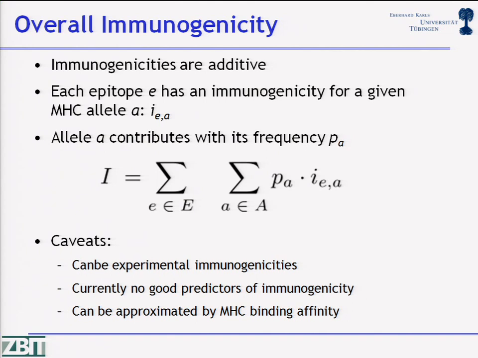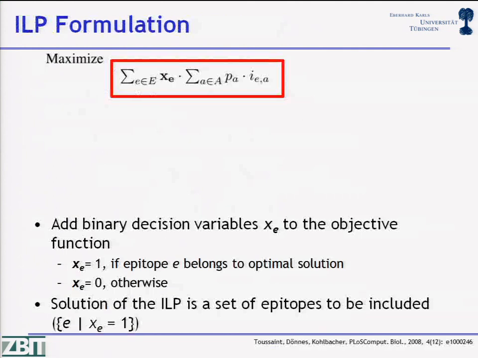There are a couple of caveats. These immunogenicities can be experimentally determined, but in most cases we just don't have the data, and we don't have good predictors of immunogenicity yet. So what we do is we approximate this by MHC binding affinity in case we don't have the experimental data.